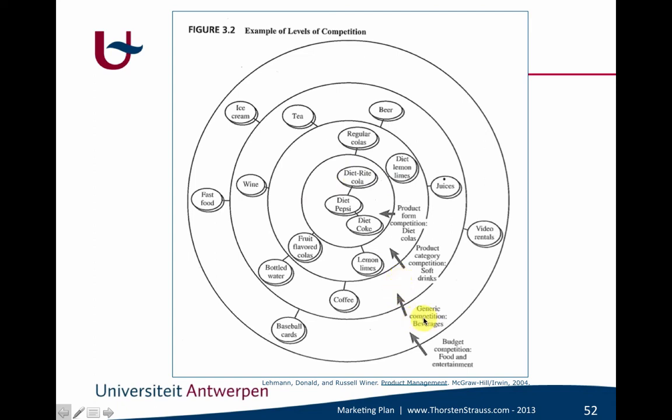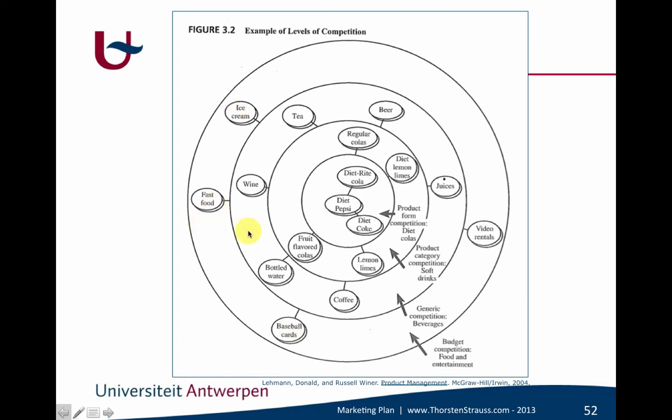Here is the generic competition of beverages. All these compete against juices and beers. All the soft drinks compete against juices, beers, tea, wine, bottled water, coffee. You see how the juice industry has orange juices, then probably apple juices, banana juices, and so on, but competes here on the beverage level. The beverage industries compete against the other industries that take money out of the pocket, such as food and entertainment. They compete against video rentals, baseball cards, fast food, and ice cream.